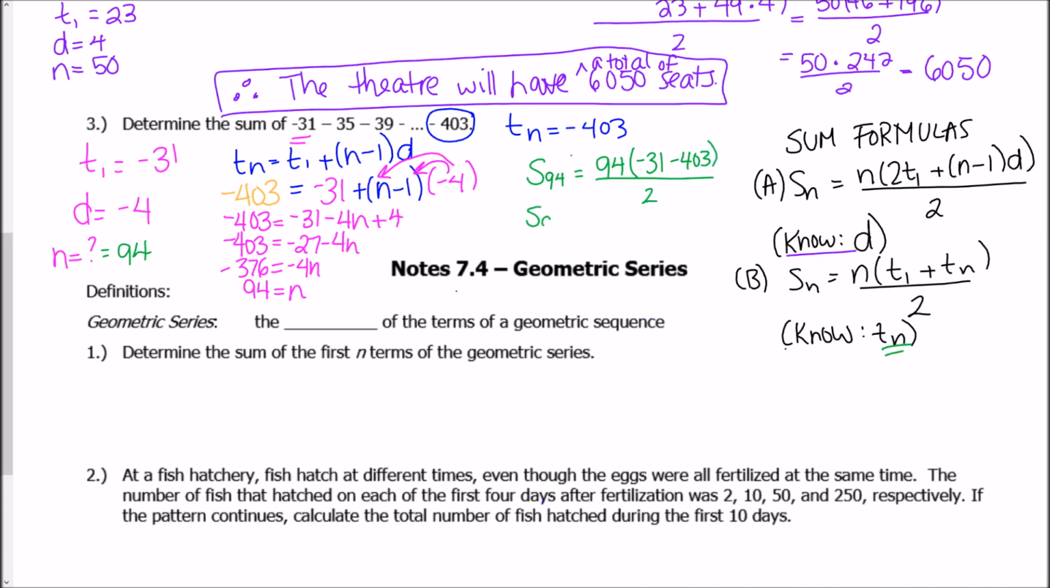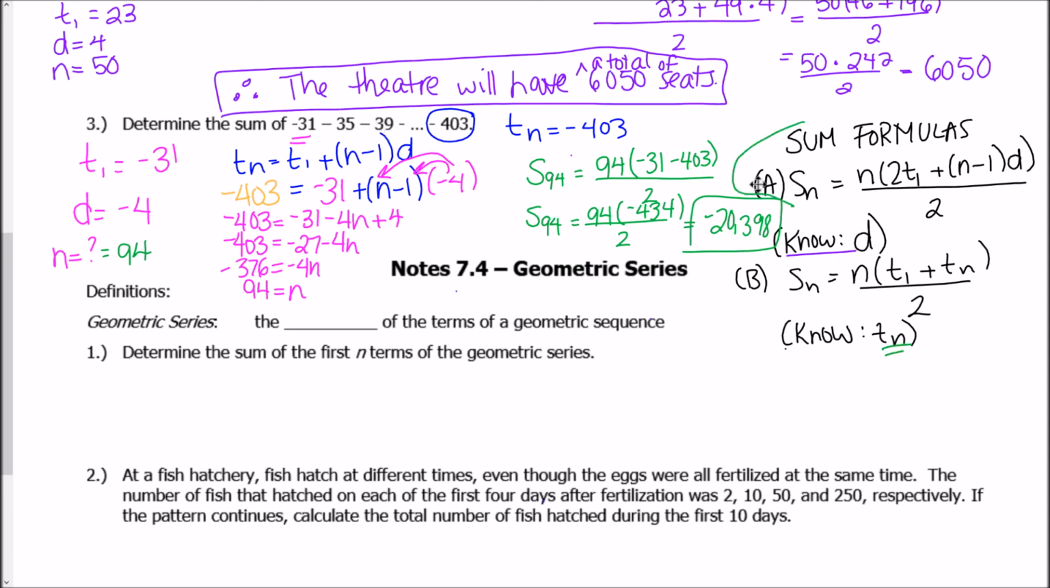So I end up getting S sub 94 is equal to 94 times, when I do negative 31 minus 403, I get negative 434. Divide that by 2. So that means my sum will be negative 20,398 when I multiply these numbers together and then divide by 2. So that's what all these numbers will add up to.